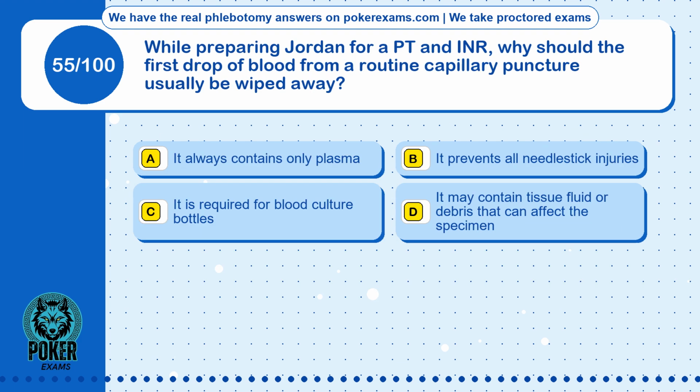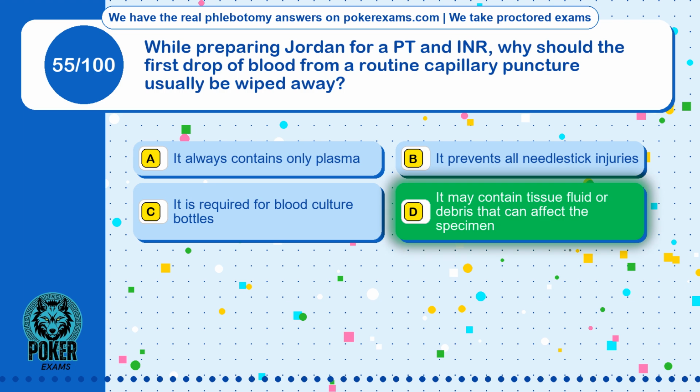Question 55. While preparing Jordan for a patient, why should the first drop of blood from a routine capillary puncture usually be wiped away? Option A. It always contains only plasma. Option B. It prevents all needle stick injuries. Option C. It is required for blood culture bottles. Option D. It may contain tissue fluid or debris that can affect the specimen.